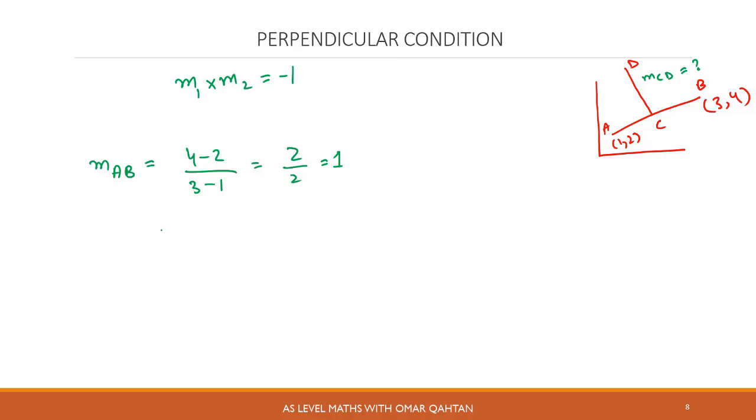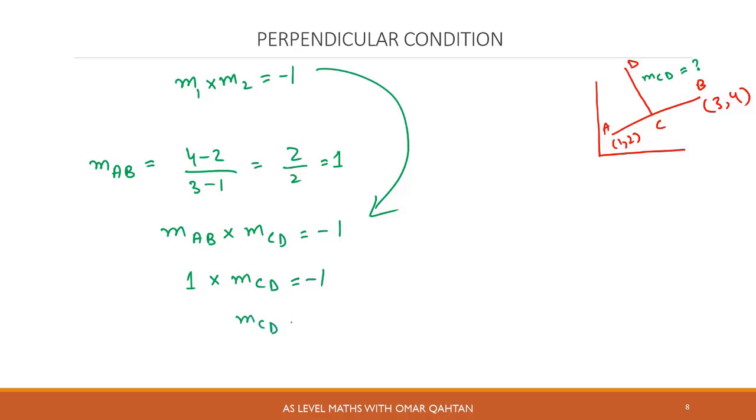So we will just substitute this value of m of AB, m of CD is equal to minus 1. I will just substitute the value of m of AB, which is 1, here, and we would be able to find the gradient of line CD just by shifting this one to the right side, and it will become minus 1. So the gradient of the line CD is minus 1.